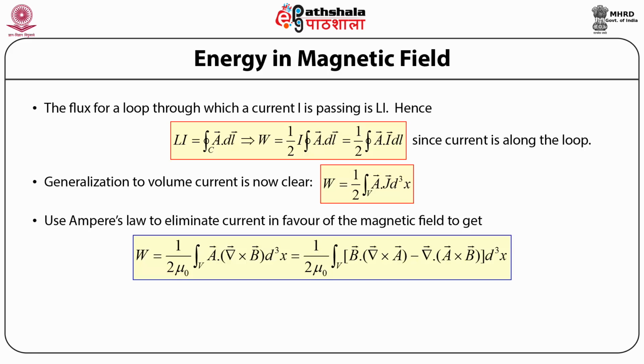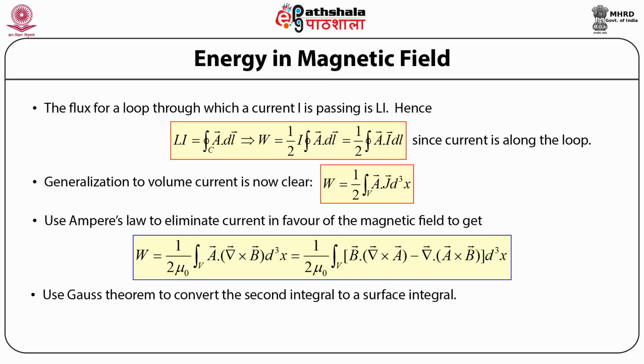Since the expression within the bracket involves a scalar triple product between the vector potential, the del operator and the magnetic field induction vector, we can expand this to get the result, and this is equal to 1 upon 2 times mu naught times the volume integral over the volume element d cube x of, bracket open, the magnetic field induction vector B dot, within brackets, the curl of the vector potential A, minus the divergence of the cross product of the vector potential A and the magnetic field induction vector B, bracket close.